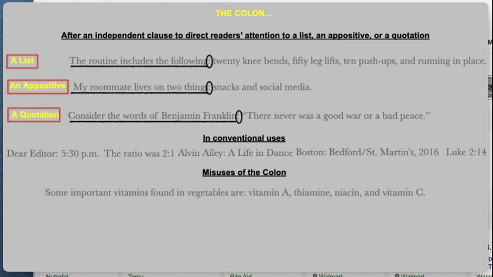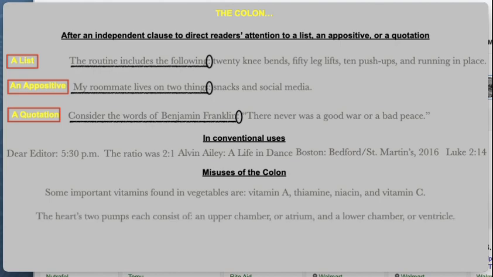Okay, so what have we done here? We've put a colon between a verb and its object. The verb is the word are, and its objects are each of those vitamins, right? Each of those supplements. Okay.